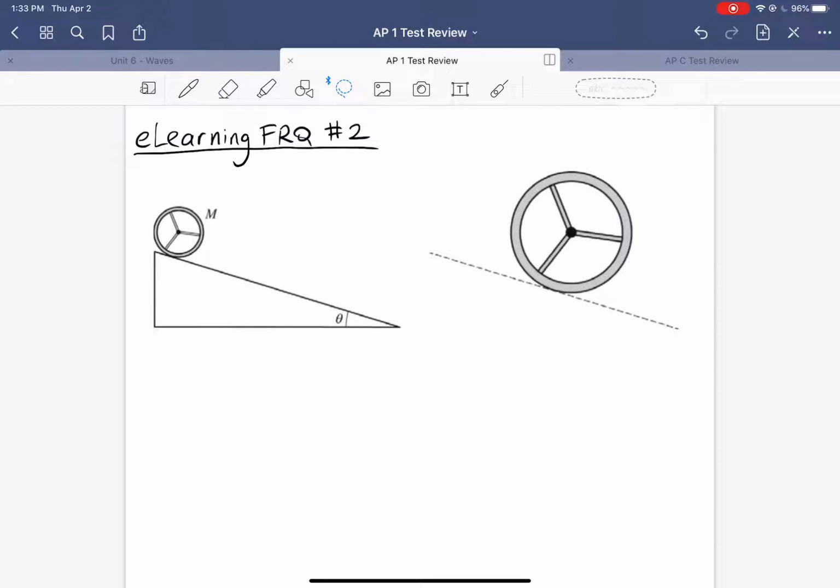This is a video to go over the second FRQ set. This is only a single problem this time. It's sticking with the theme of rotational motion. So let me go ahead and get started with part A.